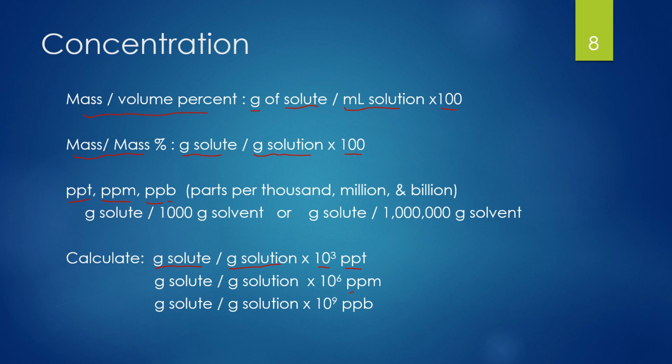For parts per million, same equation, but instead of multiplying by 100, I'm multiplying by 1,000,000. And that's what 10 to the 6th is. If you enter 10 to the 6th in your calculator, it'll add the zeros and show 1,000,000. And of course, last but not least, parts per billion: instead of multiplying by 100 like we did in mass percent, we're multiplying by 1,000,000,000, or 10 to the 9th.